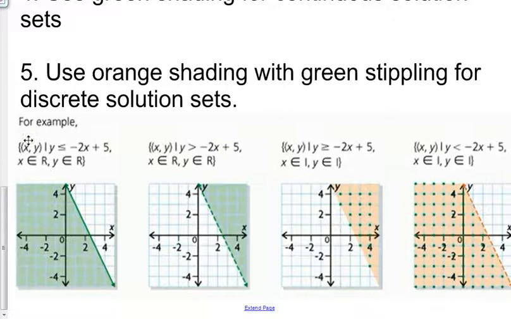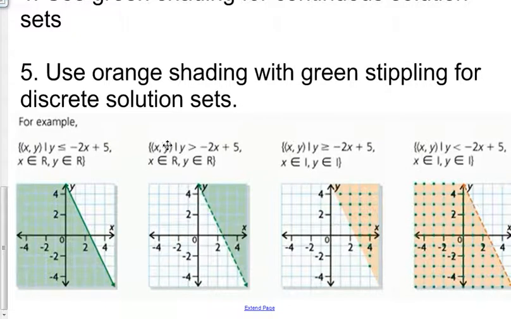For example, here we have points x and y such that y is less than or equal to negative 2x plus 5. X is in the rational numbers, y is in the rational numbers. So that means that no matter what, there will always be a number between two numbers. So between 2 and 3 is 2.5, between 2.5 and 2 is 2.125, etc. So I color this green, and I have equality, so I use a solid green line. These can be found in your textbook as well.